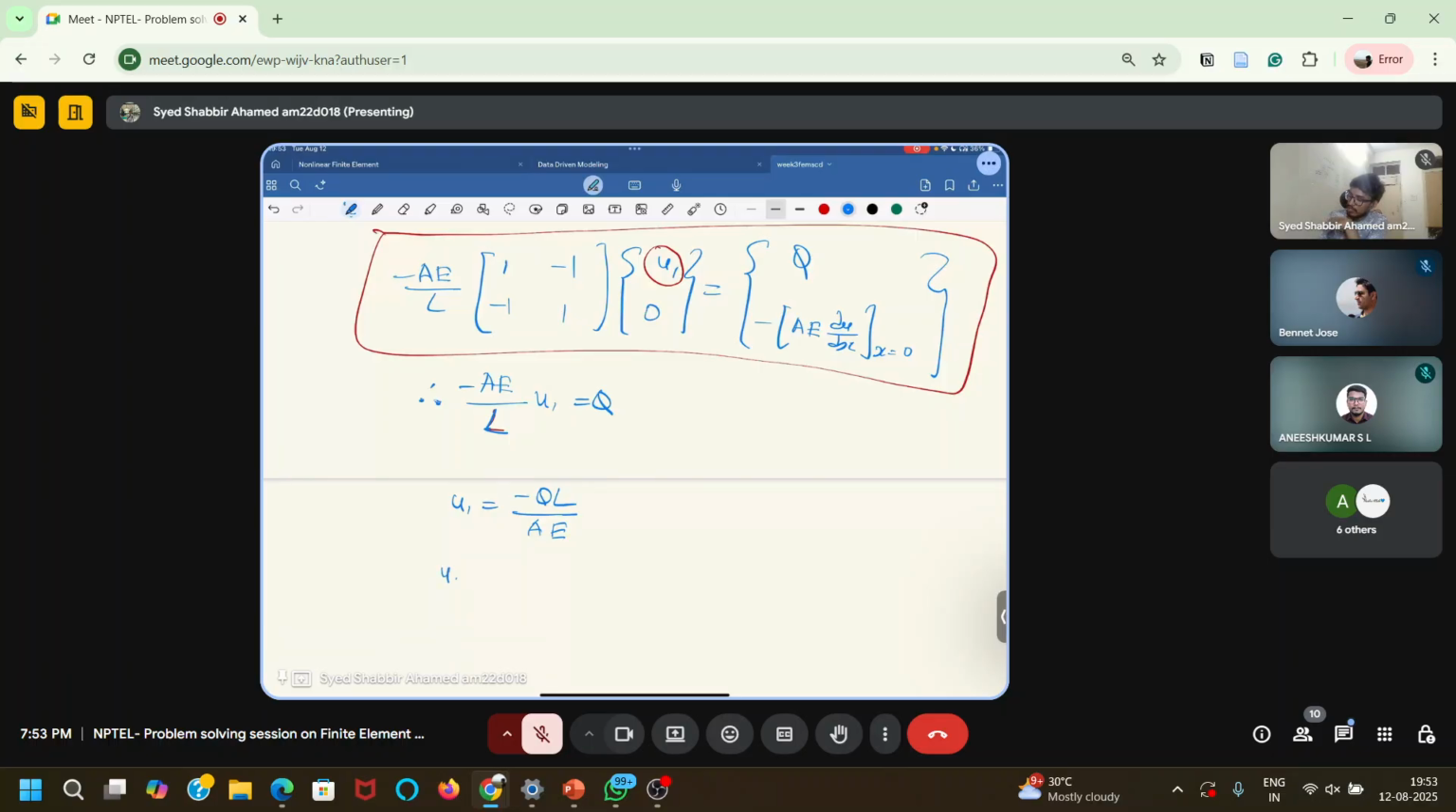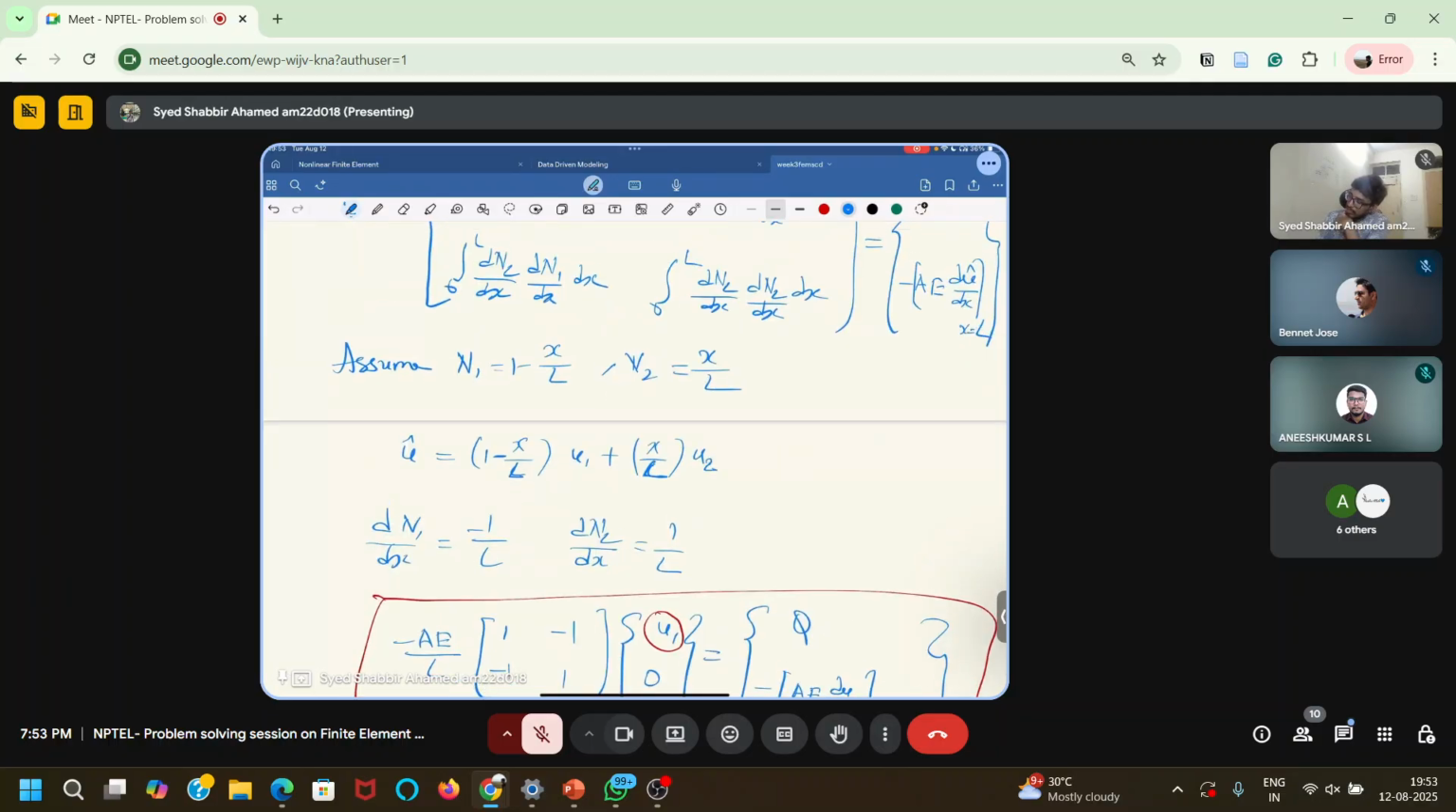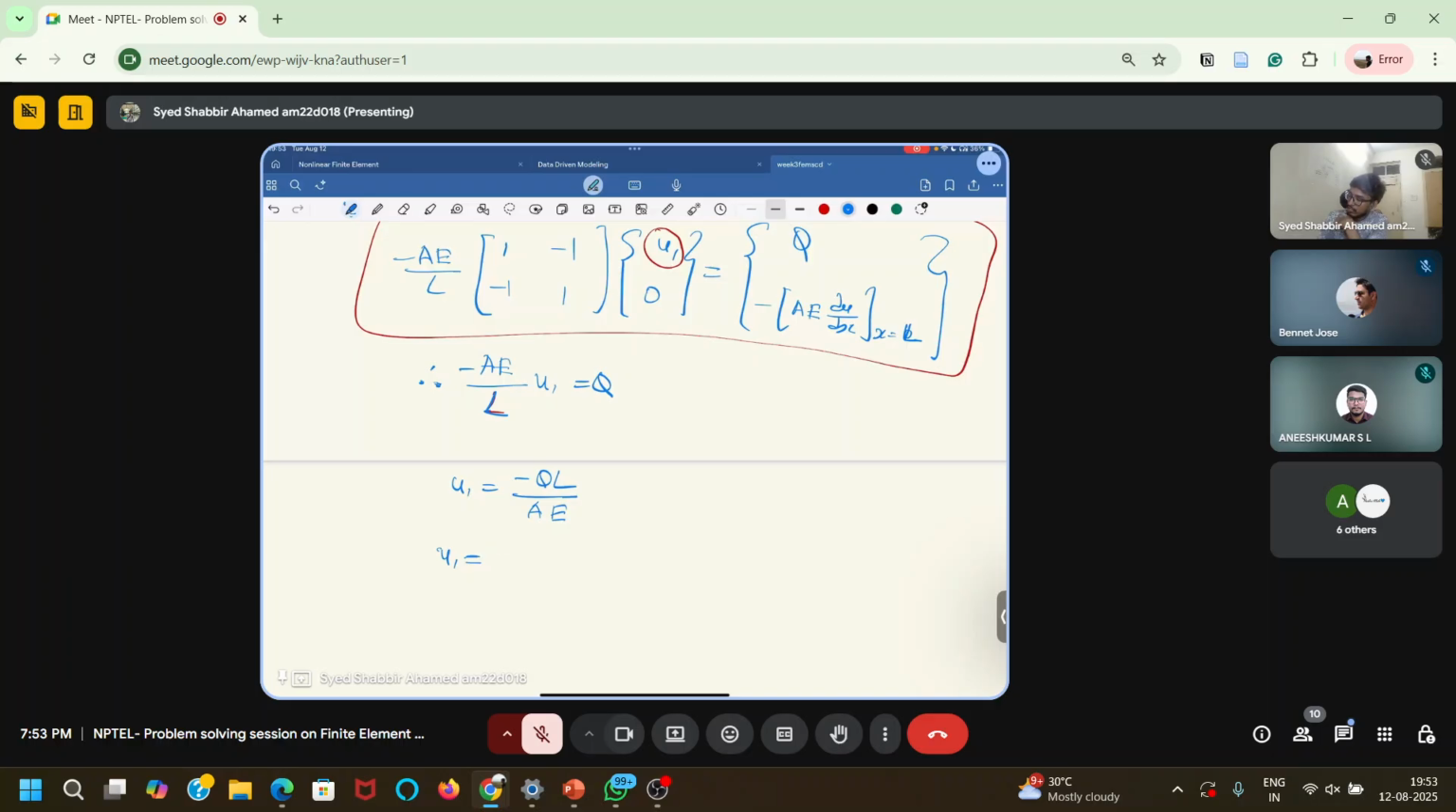Finally, we are getting u1. This is x equal to L. If you substitute Q equal to 10,000 newtons, L equal to 1 meter, and A equal to 10,000 newtons again, you will get the deflection of the bar as minus 1 meter.